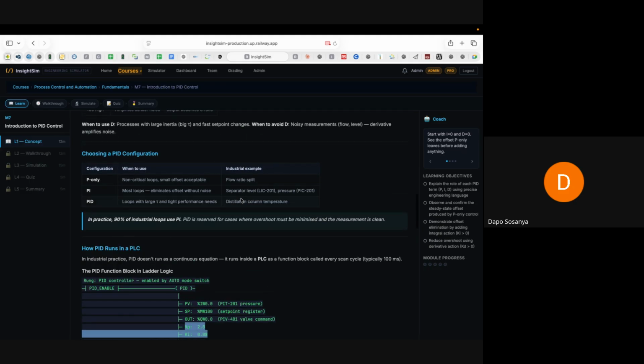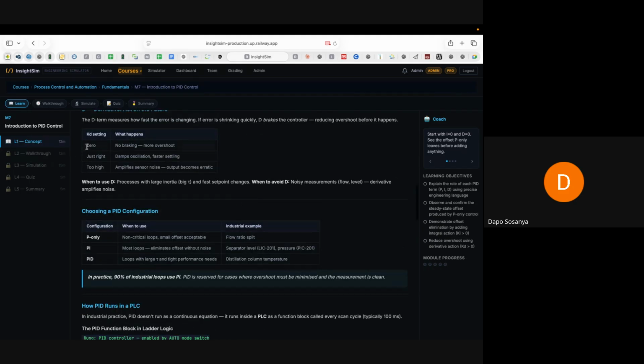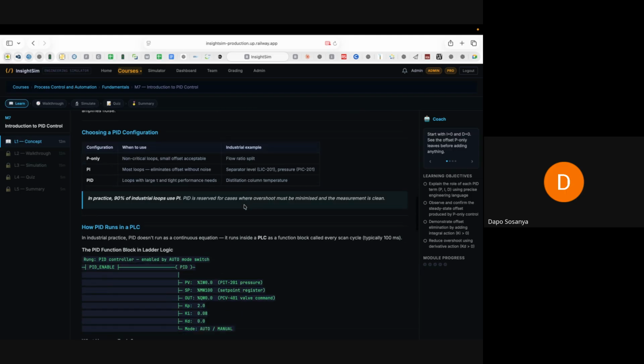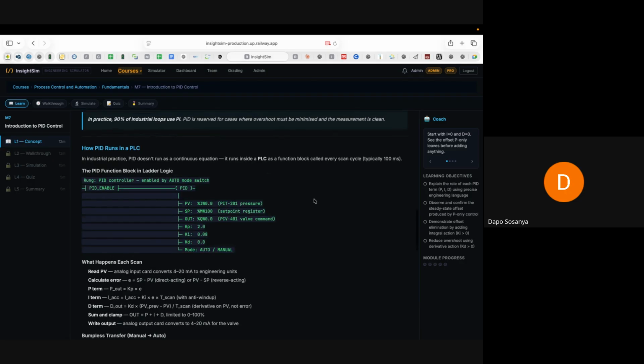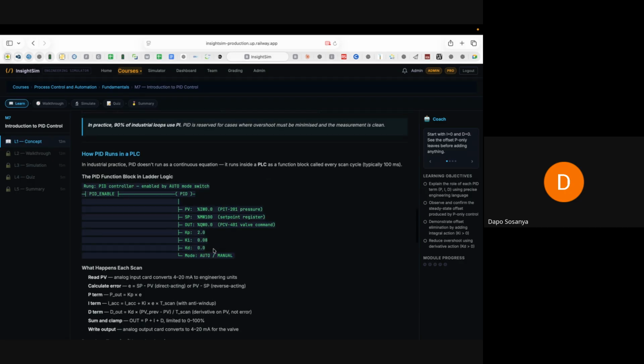If you look here, when you set KD to 0, no braking, so more overshoots, right? But you have determined as a control systems engineer that you don't need KD for this process. Probably this is not a temperature loop, right?